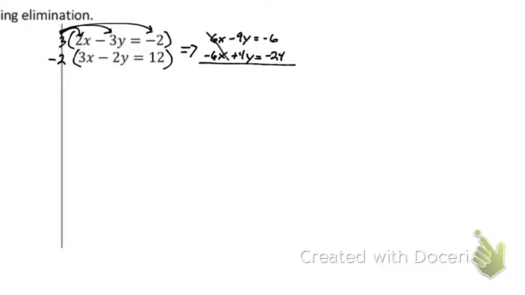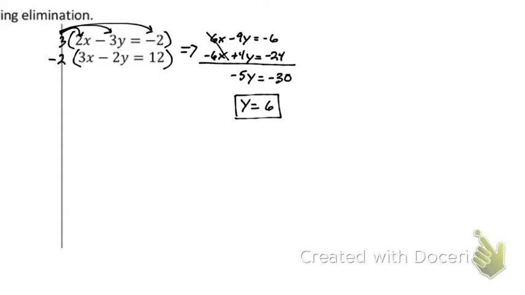Then we have -9y plus 4y, which would be a -5y equals -30. Divide both sides by a negative, and it becomes a positive 6. You can now take that y and plug it into any one of these. Doesn't matter which one. I'd probably pick one of the original ones because they're usually smaller. They weren't manipulated. I didn't multiply by something.